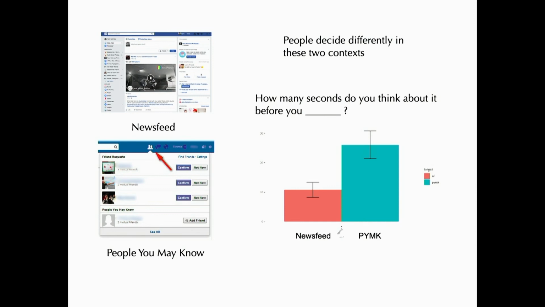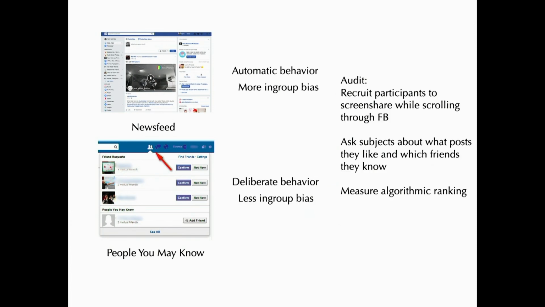Now we have an audit that we're going to do for both algorithms. So here's how we're going to do it. These are external audits. We recruit subjects. They're going to screen share while they're scrolling through. We're going to ask subjects afterwards, how much do you like the post? I don't care about your behavior. I just want to know how much you actually like it. So now I'm trying to elicit your actual preference.